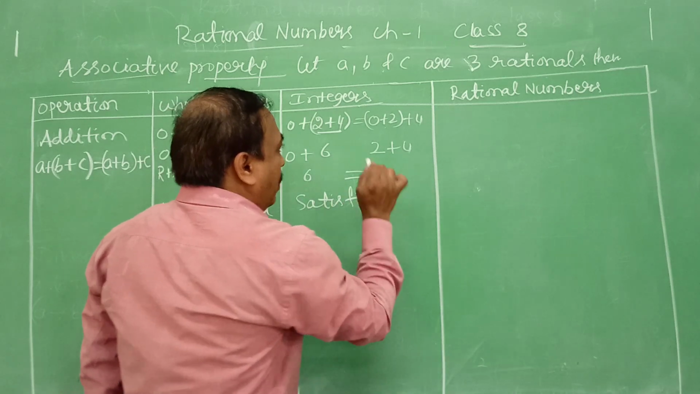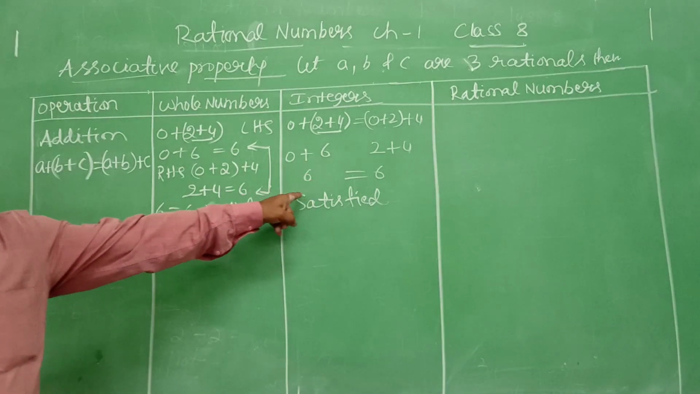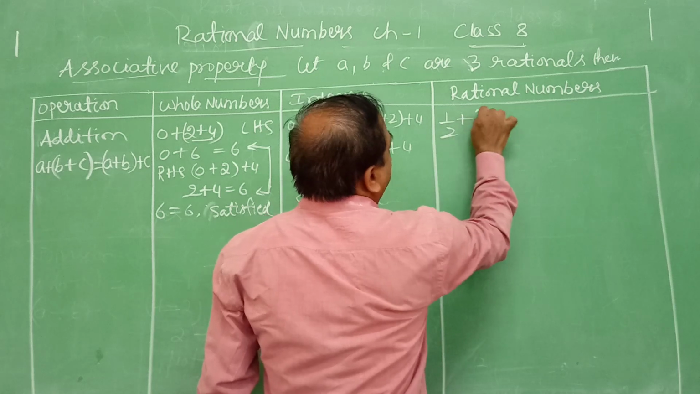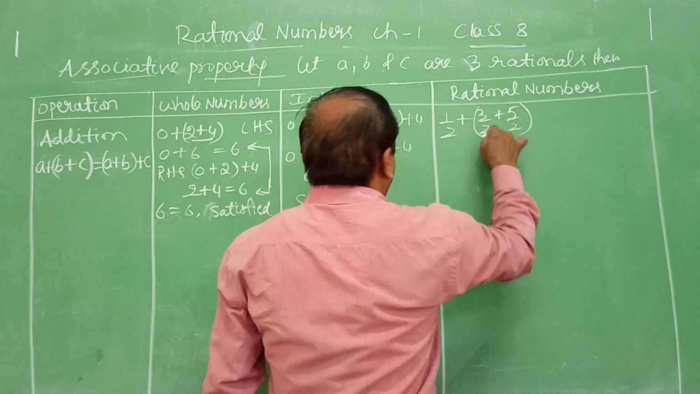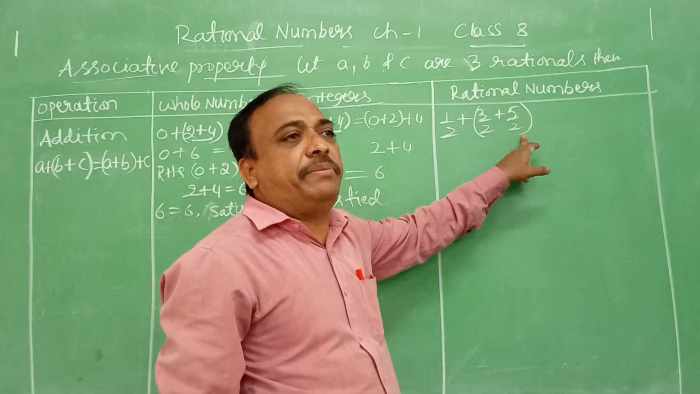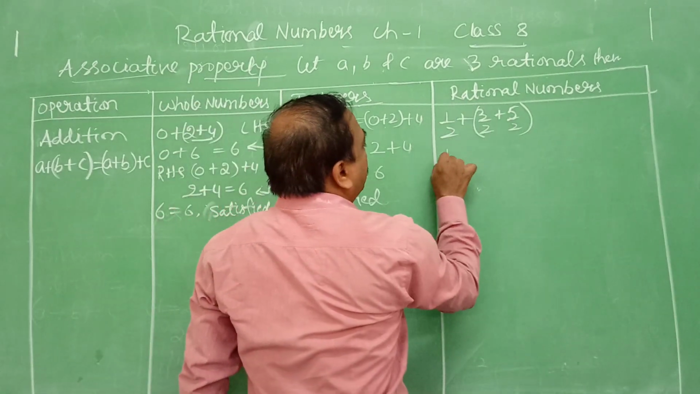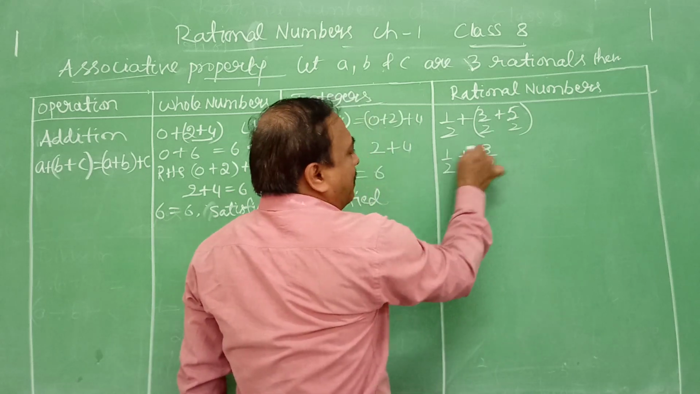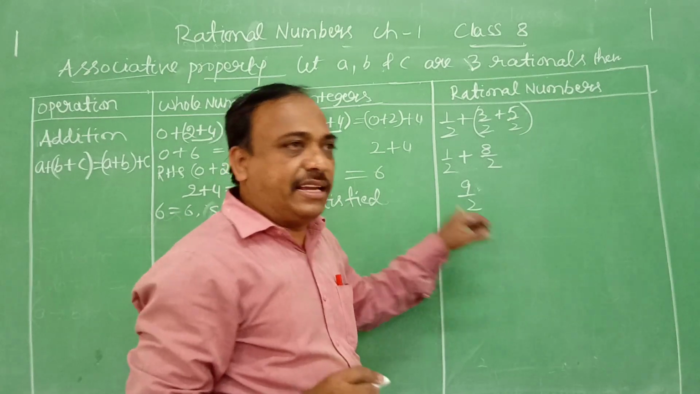Now similarly for rational numbers, if you take 1 by 2 plus 3 by 2 plus 5 by 2, the meaning is that a is 1 by 2, b is 3 by 2 and c is 5 by 2. So first we are adding these two, 3 by 2 plus 5 by 2, which gives 8 by 2. Then 1 plus 8 is 9 by 2. We got the LHS as 9 by 2.